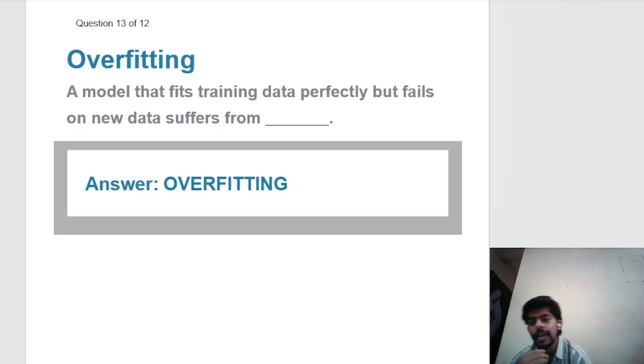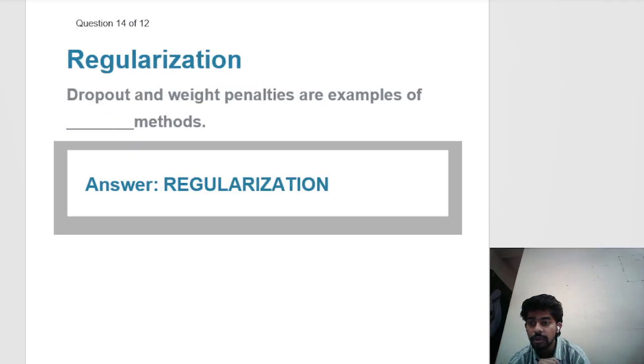So let's see its analogy. If you memorize all answers to past exam questions without understanding concept, you'll fail new problems. That's overfitting. So now let's proceed to question fourth. Question fourth is about regularization techniques. Let's read the question first. Dropout and weight penalties are examples of dash methods. Here, the answer is regularization.